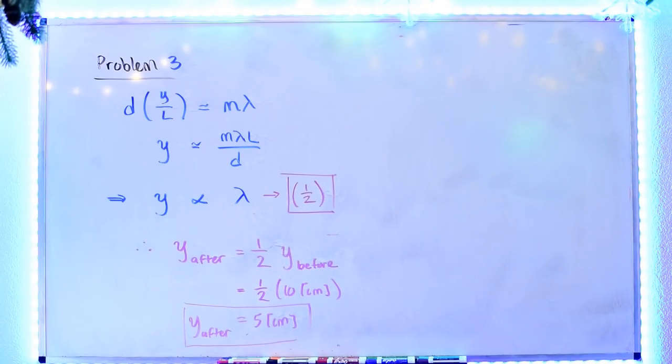10 centimeters is your y value. So a bright spot on the viewing screen is observed to be 10 centimeters away from the center. So your y value. Likewise, if the problem said, if the wavelength is doubled, then y equals 20 centimeters, that's correct.